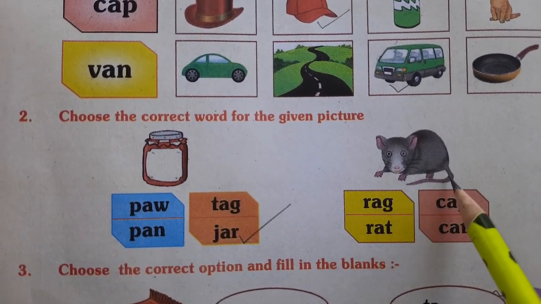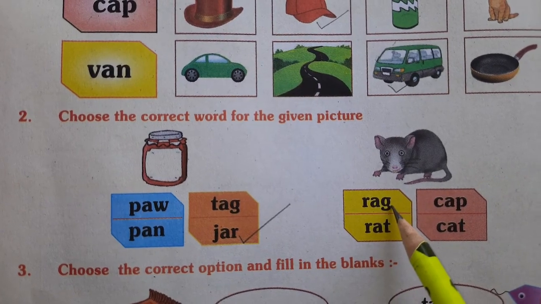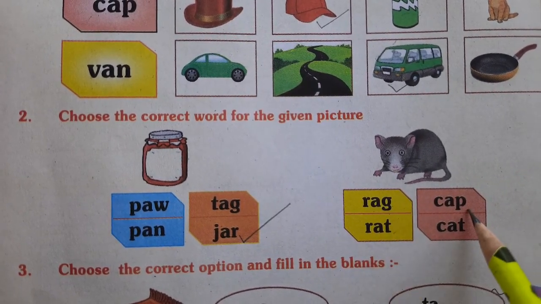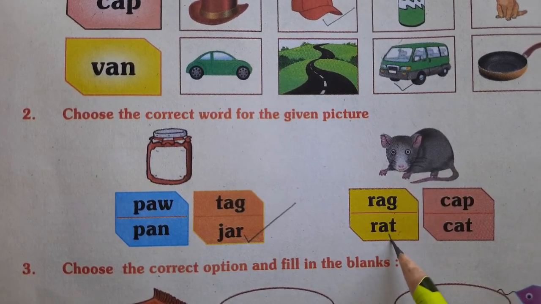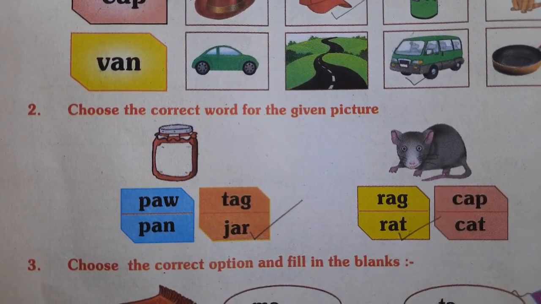So this one is a rat. So rag, rat, cap, and cat. So this one is rat. Rat is the correct answer.